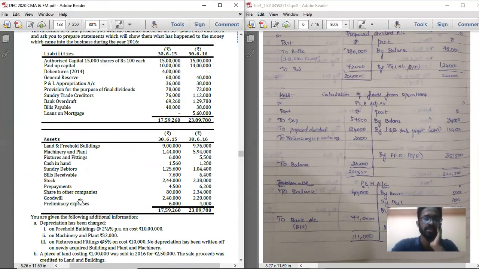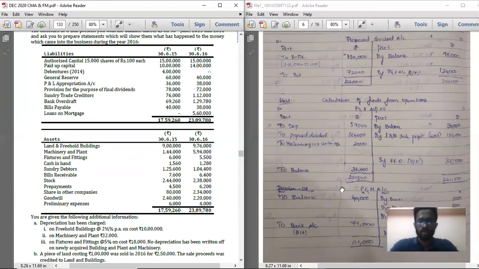Suppose this goodwill is not given, and only general reserve is 60,000 last year and 40,000 this year. Then some amount of general reserve is brought back to P&L account, so P&L account will go up. On the credit side you should have taken by P&L by general reserve 20,000, and for goodwill written off 20,000. Both get knocked off, 20,000 and 20,000. So you should total it.